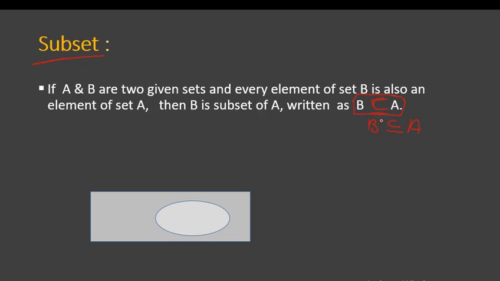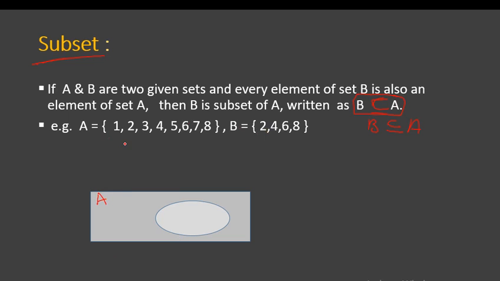Now let's understand with an example. We have two sets here, set A and set B. In set A there are 8 elements and in set B there are 4 elements. By Venn diagram we will represent these sets like this. We will use a rectangle, this is set A. The elements of these sets are 1 to 8. But first let's write the elements of B. Set B has 2, 4, 6, 8. These 4 elements are under the set B.